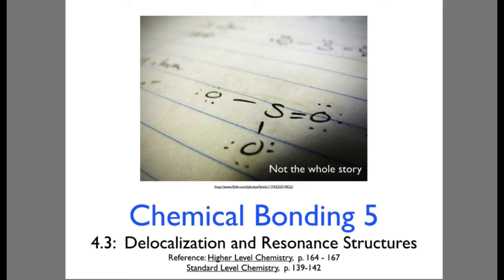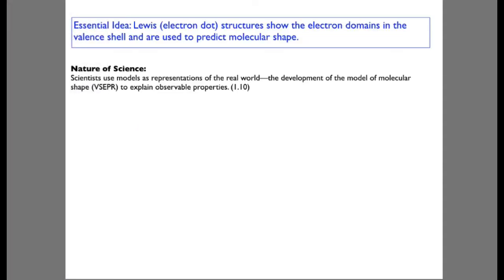Chemical bonding 5, delocalization and resonance structures. The essential idea: Lewis structures show the electron domains in the valence shell and are used to predict molecular shapes. And the nature of science we'll have a think about, again, is that scientists use models as representations of the real world.